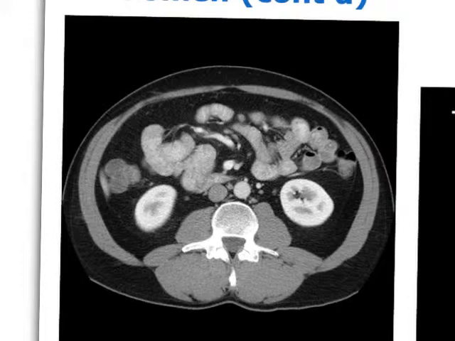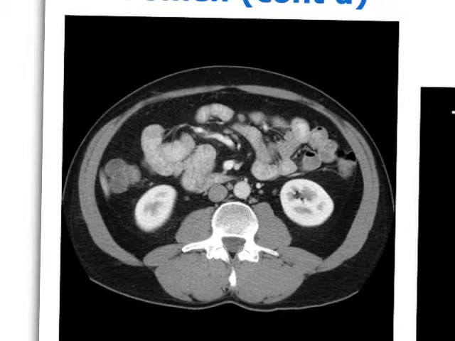Okay, let's look right in here. This kind of ill-defined structure here is the left ureter. Okay. This is an inferior mesenteric artery right here. Okay. This is the aorta. This is the inferior vena cava. Right kidney.